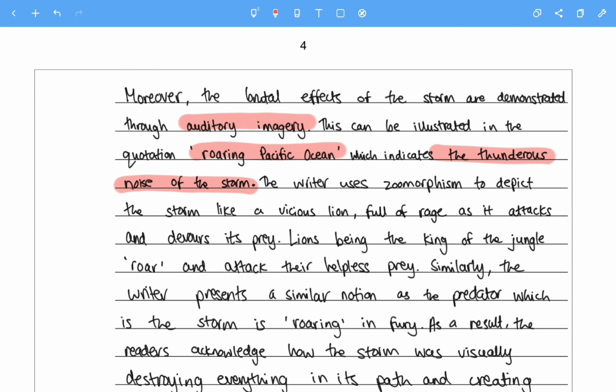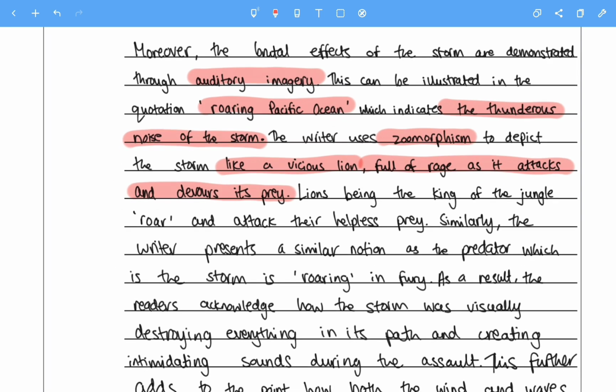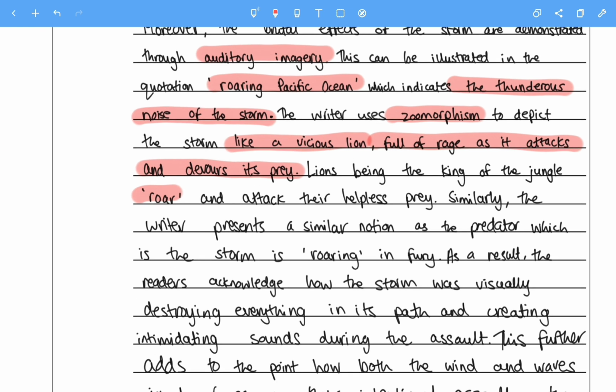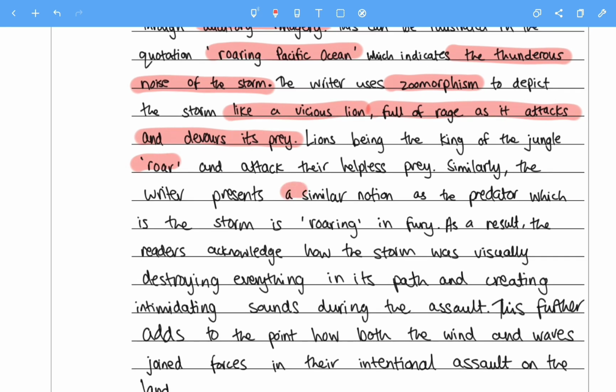The writer uses zoomorphism. So we've already annotated this in the insert previously. So the writer uses zoomorphism to depict the storm like a vicious lion, full of rage as it attacks and devours its prey. Lions, being the king of the jungle, roar, and attack their helpless prey. Similarly, the writer presents a similar notion as the predator, which is the storm, is roaring in fury.